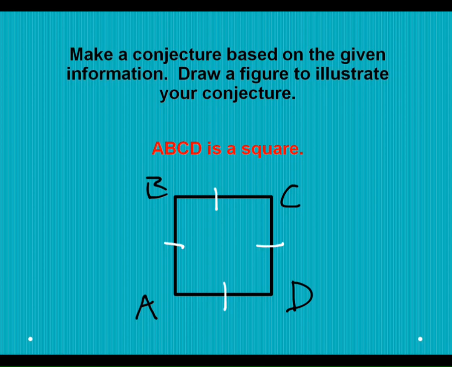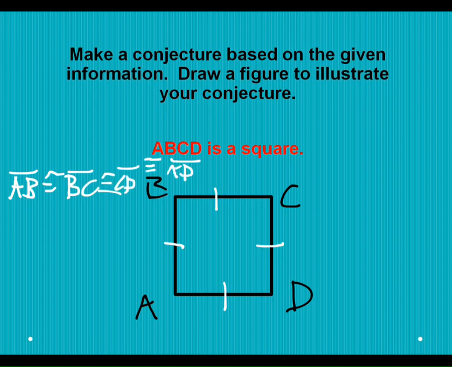Perfect. That's a perfectly good conjecture, right? To say that AB is congruent to BC, is congruent to CD, is congruent to AD. And remember, when we use the line segment bar, we have to use the congruent symbol. When we don't use the line segment bar, we use equal, because equal we talk about numbers, congruent we talk about shapes. Okay? So that's a perfectly good conjecture off of this information.